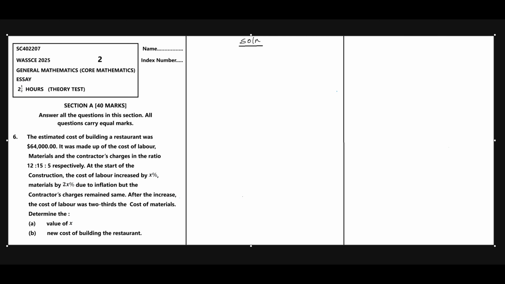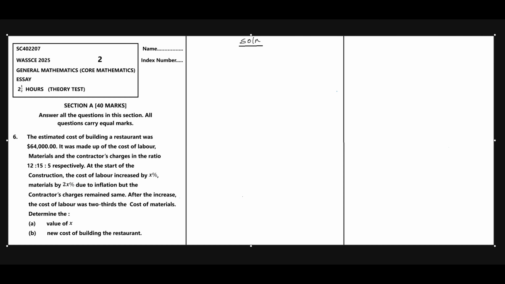So let's get started. We are analyzing the question. We have a contractor who was given a task to build a restaurant. What contractors mostly do is that even before they start with the actual construction, they do an estimate. So in his estimate, he came up with a total cost of $64,000. So that was the total cost of building the restaurant according to the contractor.